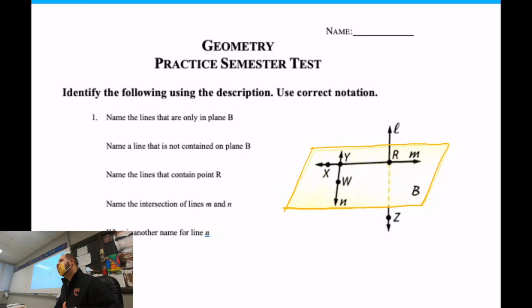What can you tell me about point Z? Yeah, it's not on the plane. Think of line L poking through the paper, where it's kind of poking through, if you need to see that. So Z is way below the plane. It's below it on a different level. So line L is not on the plane.